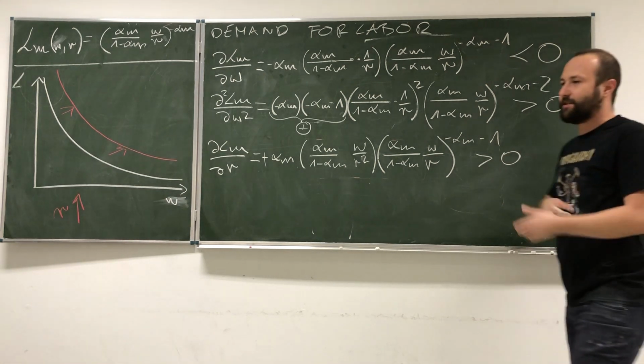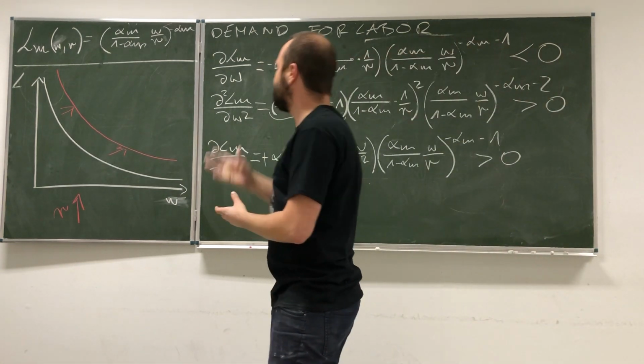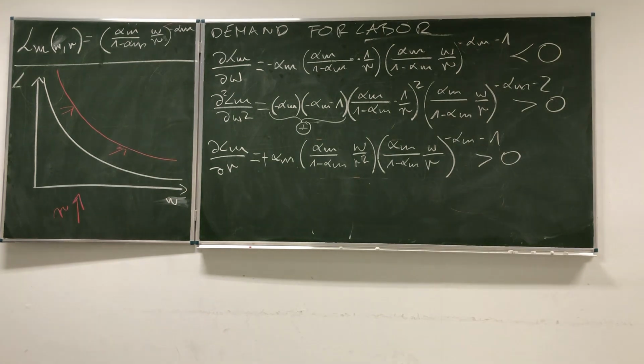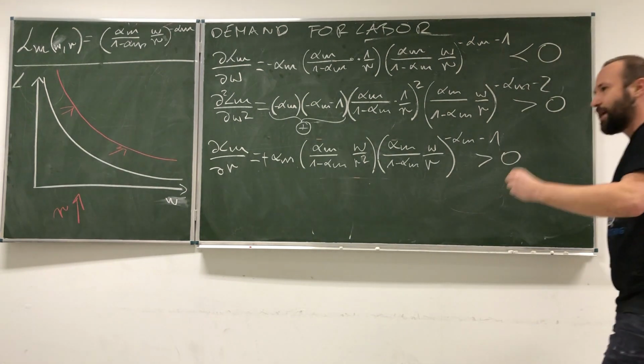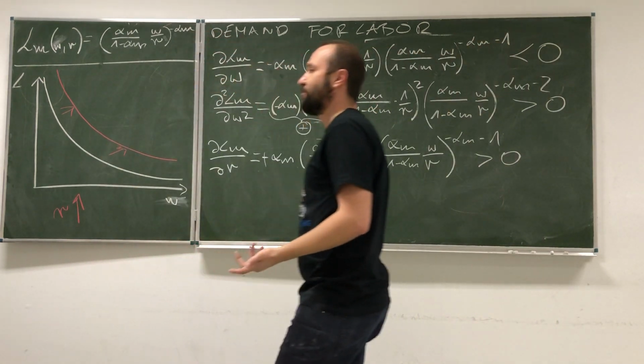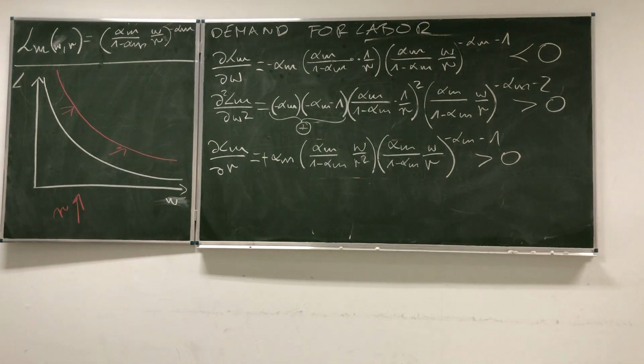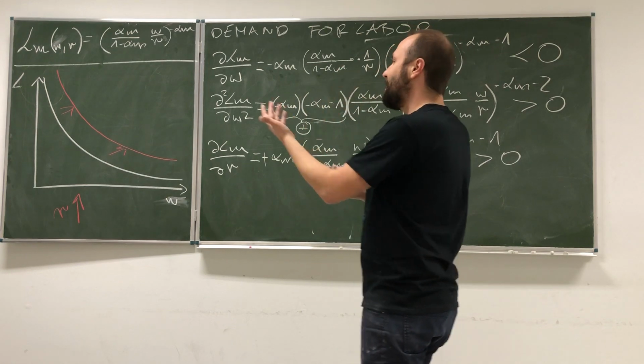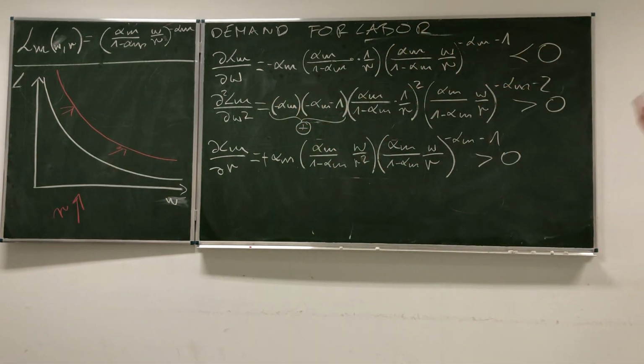Well, it's pretty easy, and we've seen this many times, even in the previous video. If rent goes up, capital becomes relatively more expensive. So what should the company do? They should start substituting capital with labor. But when they do, it automatically means that the demand for labor must go up.